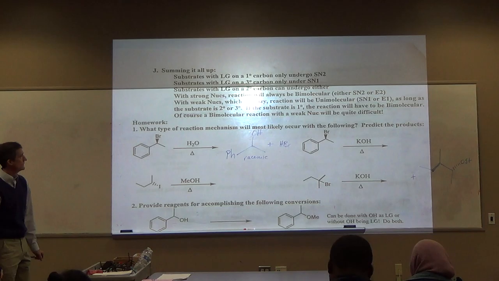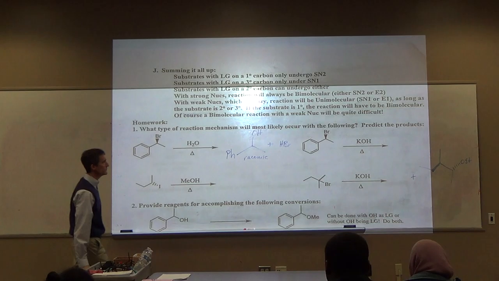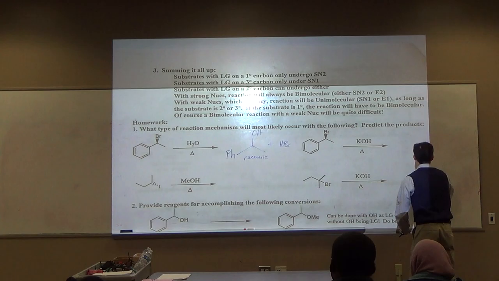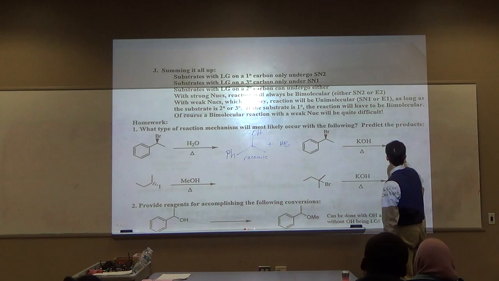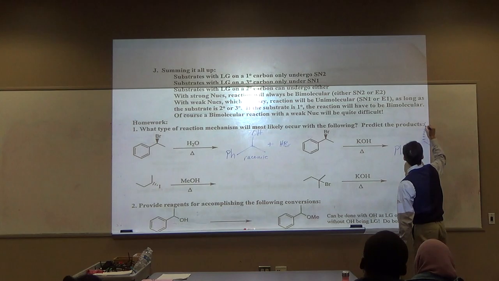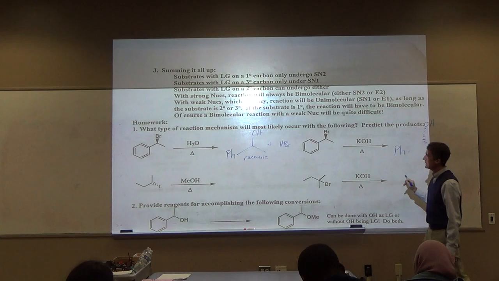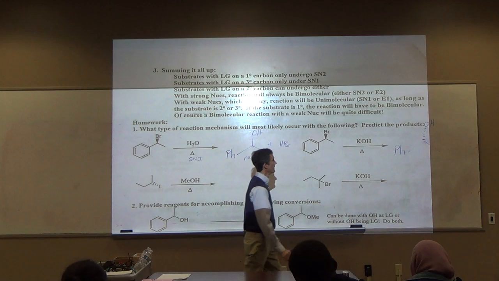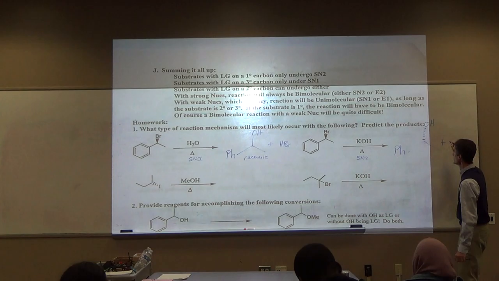Same starting material, the difference is you have hydroxide instead of water. Product over here? It's going to be backside attack, SN2. So what was this over here? SN1. And over here, SN2, which comes with inversion. What else will be formed here to balance this out? KBr.